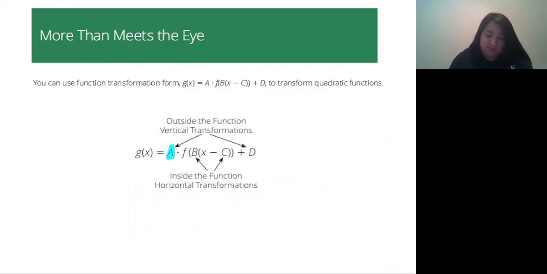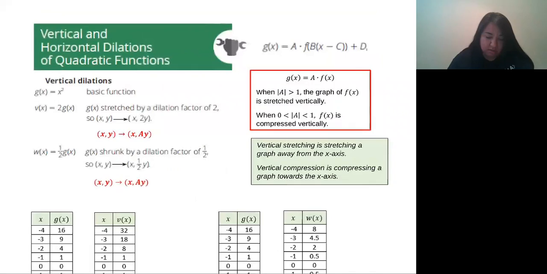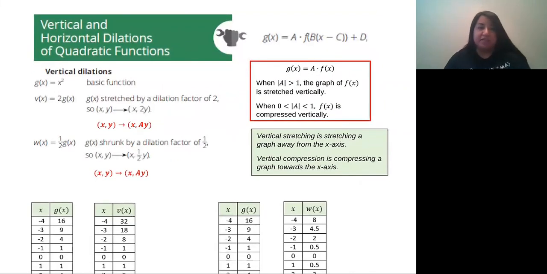So we'll be focusing on the a value as it's happening outside the function. So it's a times the function, and so that'll be our vertical transformation or vertical dilation. And we're also going to be focusing on the b value, which is happening inside the function. So that will be our horizontal dilation. So let's first look at vertical dilations.